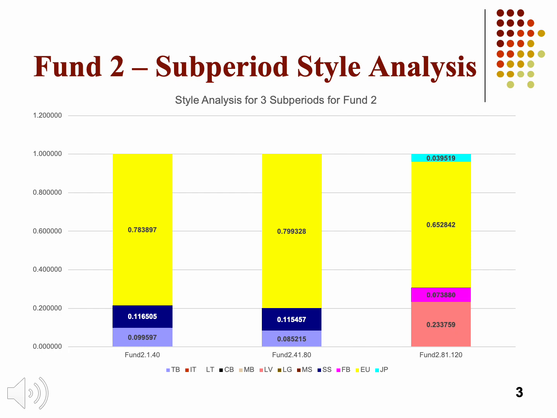But in the third period, the last 40 months, we can see that the fund manager has invested in US equities with 0.2337, and he has also tried to maintain his major investment in European region funds.